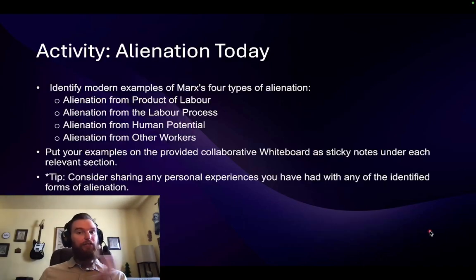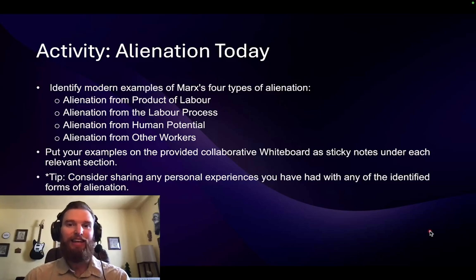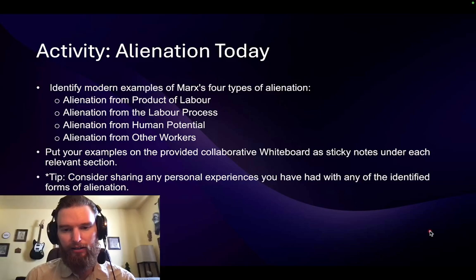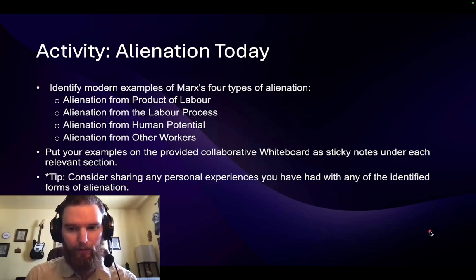So the activity now for you to do is to consider alienation today. And so what I want you to reflect on and consider is to identify modern examples of Marx's 4 types of alienation: from the product of labor, from the labor process, from human potential, and from other workers. Put your examples on the provided whiteboard. There's a link on Blackboard as sticky notes under each relevant section.